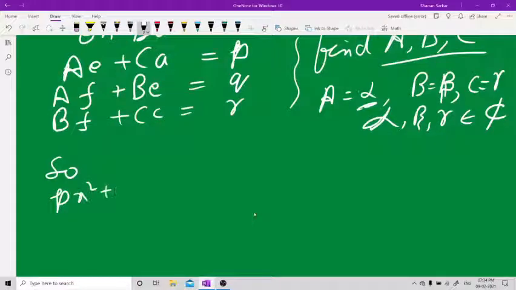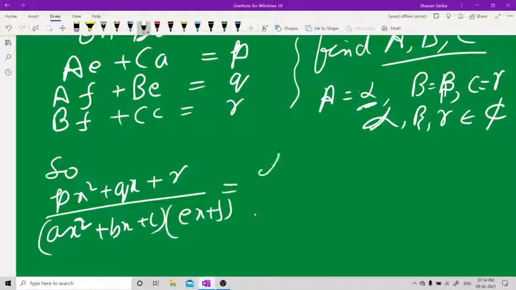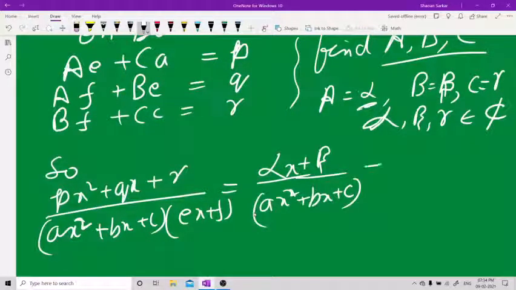So px square plus qx plus r upon ax square plus bx plus c into ex plus f can be written as alpha x plus beta upon ax square plus bx plus c plus gamma upon ex plus f. This is the way you need to do partial fraction. These are the three main categories of partial fraction. Let's come down to our problem.